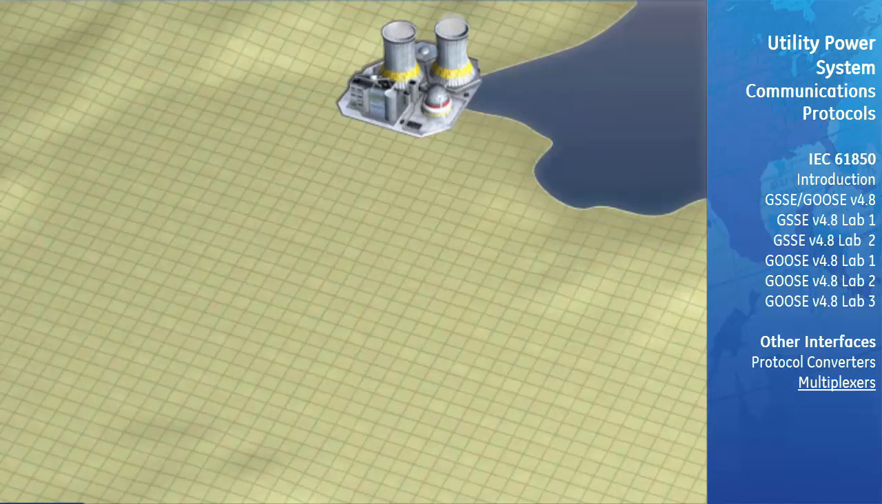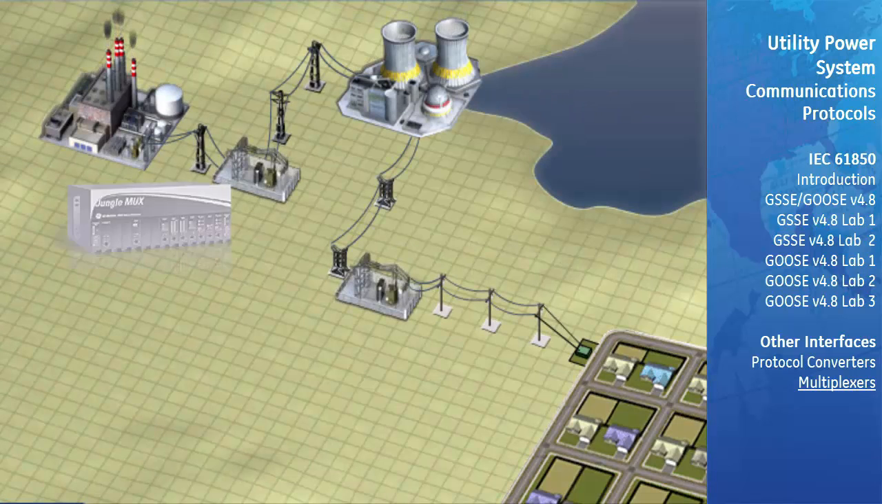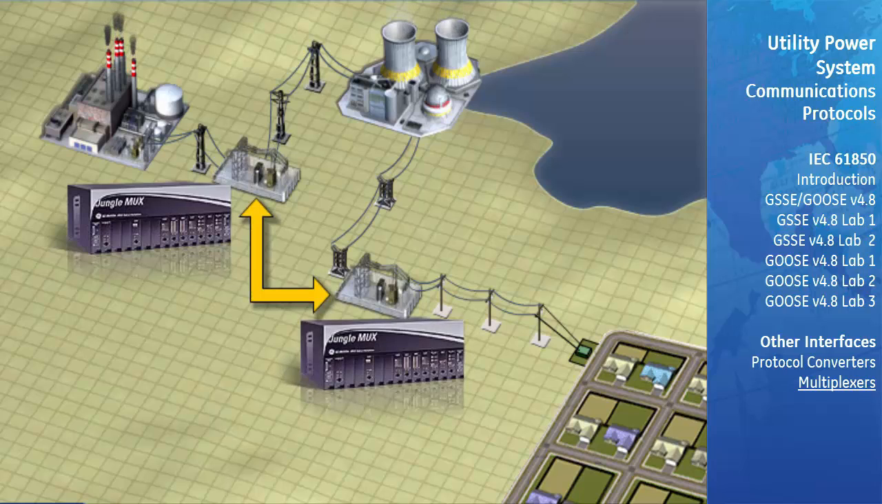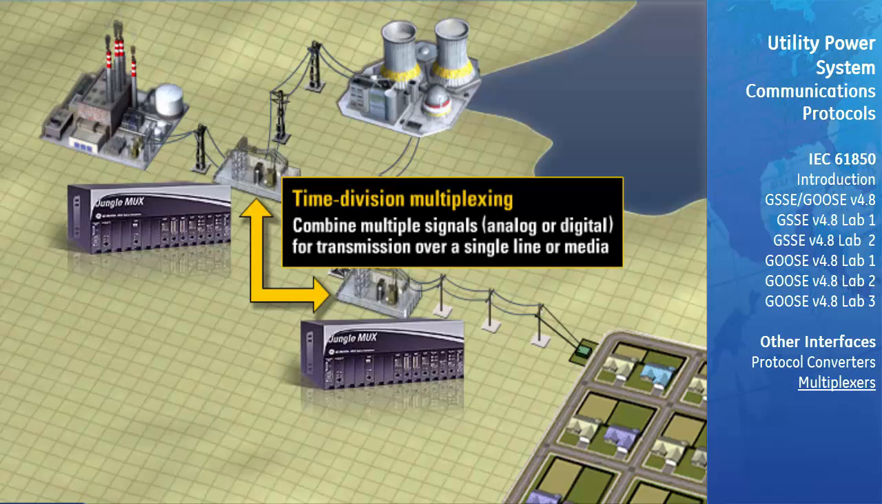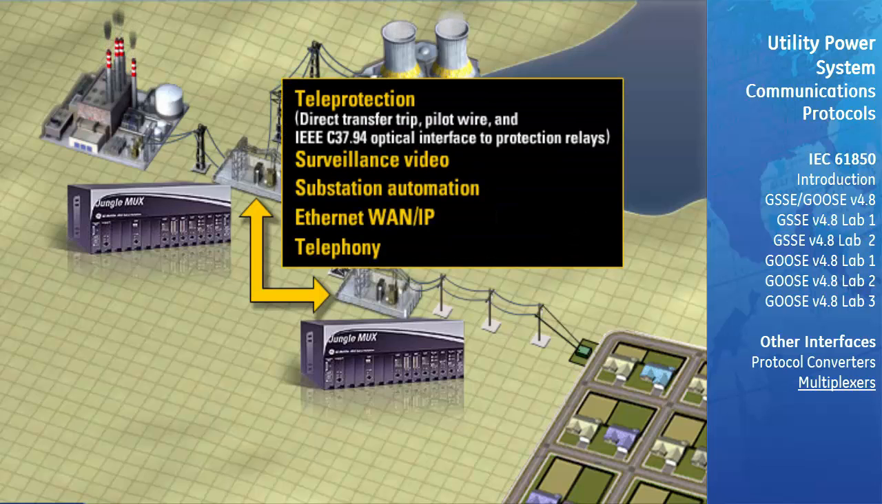Substation LANs can be connected to form a wide area network with the use of GE Multilin Jungle Mux multiplexers. The Jungle Mux uses time division multiplexing to combine multiple signals, analog or digital, for transmission over a single line or media. Originally designed for the unique needs of utilities, the Jungle Mux system supports a wide range of specialty traffic, including teleprotection, direct transfer trip, pilot wire, and IEEE C37.94 optical interface to protection relays, surveillance video, substation automation, Ethernet WAN IP, and telephony.